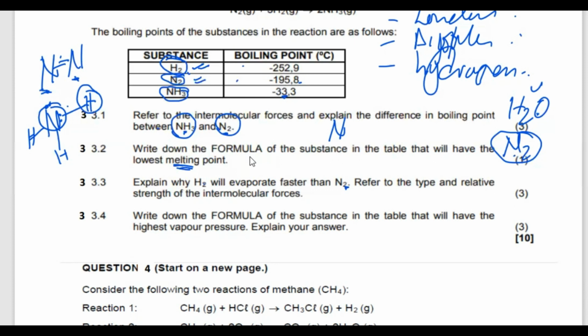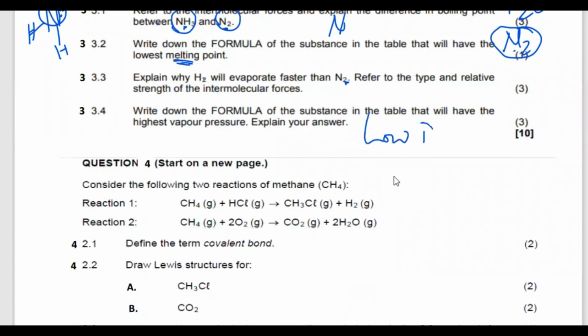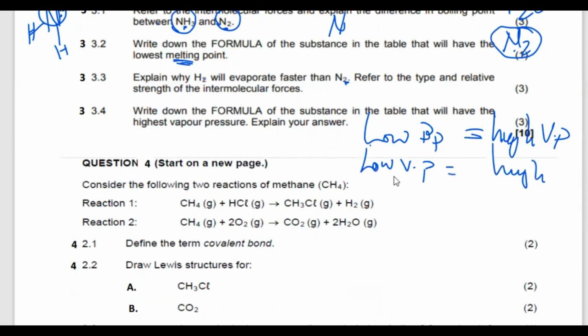Then the next question says write down the formula of the substance in the table that will have the highest vapor pressure. The one with the highest vapor pressure is the one with the lowest boiling point. Low boiling point is equal to high vapor pressure, and low vapor pressure equals high boiling point, meaning they are inversely proportional. The higher the boiling point, the lower the vapor pressure, and the lower the boiling point, the higher the vapor pressure.